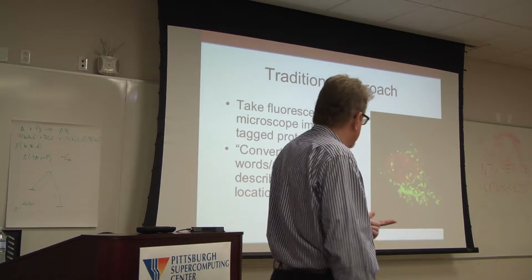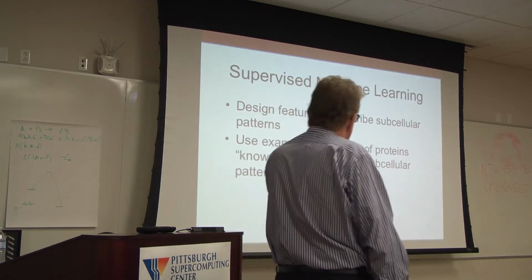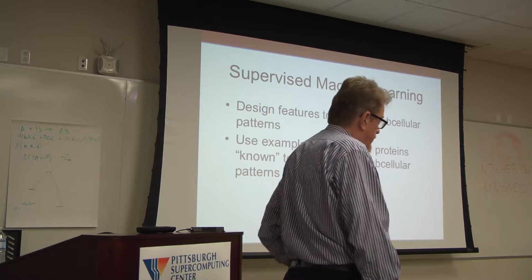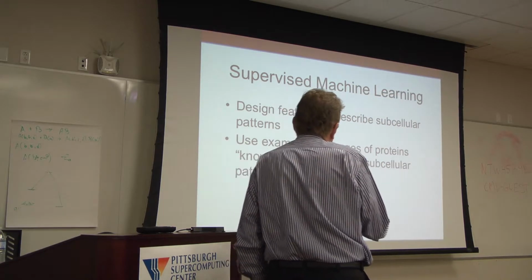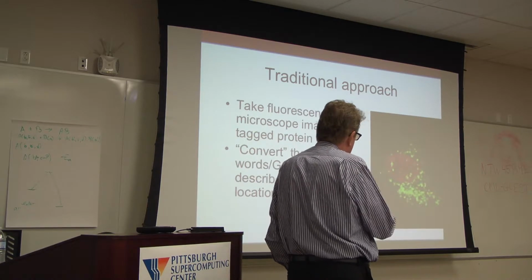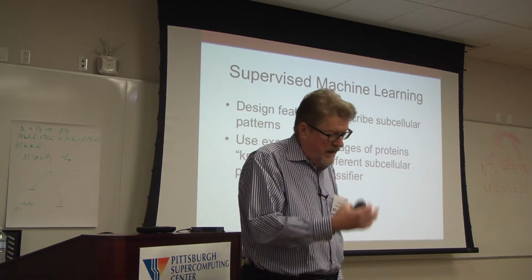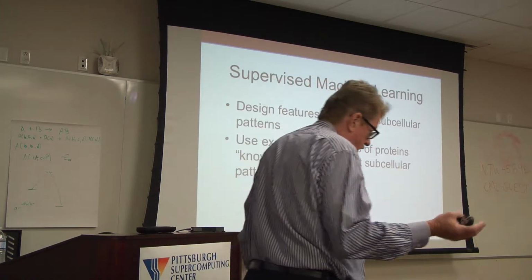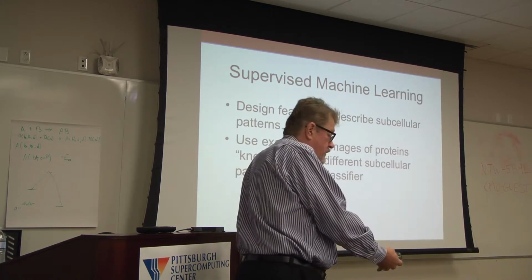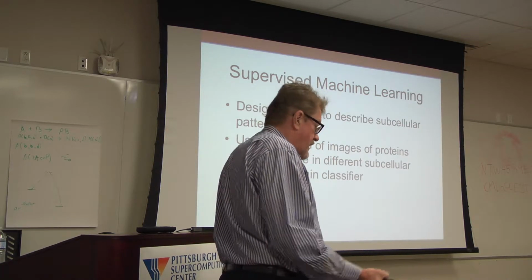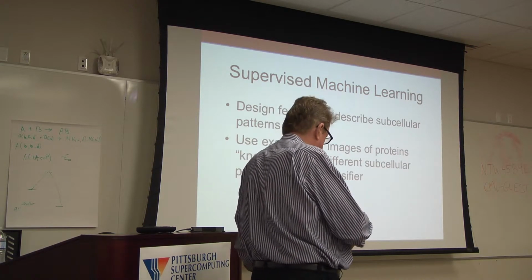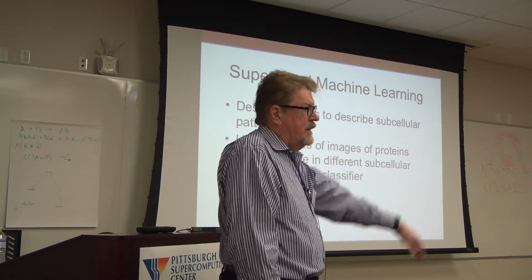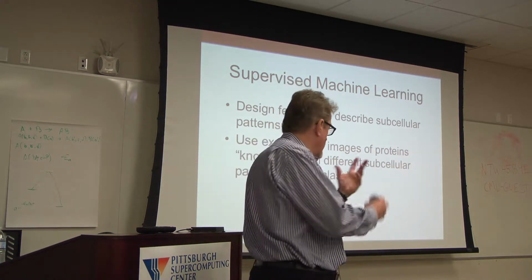It's all done visually. Now, beginning about 20 years ago, we started to apply what's called supervised machine learning, designing features to capture these patterns and using those features to classify different organelles and so on and so forth. Okay? So there's a huge amount of work now on using numerical features to describe images and then classifying them to say, for example, this is healthy, this is cancerous, this is lysosomes, this is endosomes, whatever it might be.